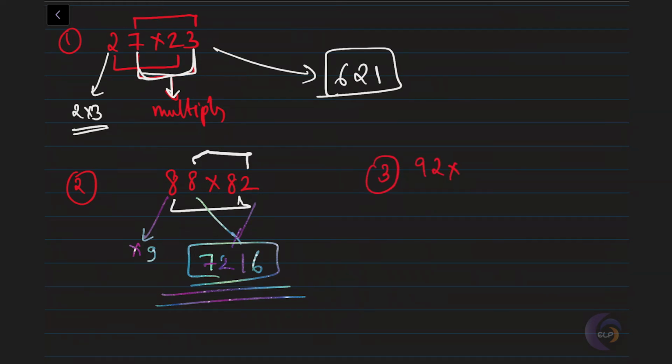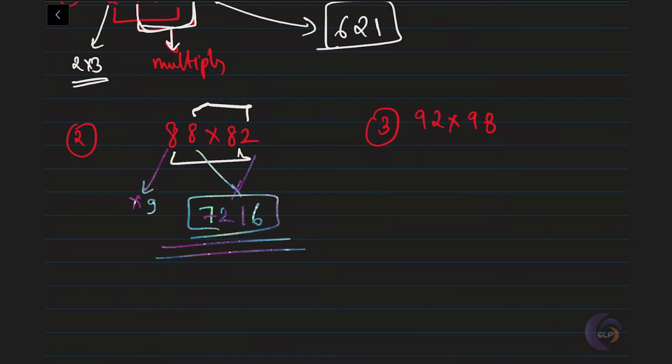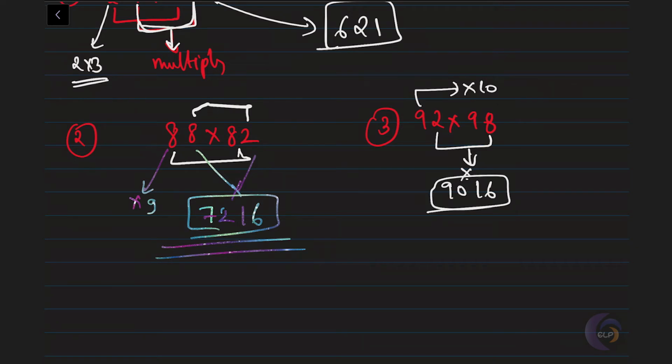Now let's take another one. Let's say 92 into 98. You know to solve this question with the previous method which was taught to you in session 1. But yes, we can solve this by this method as well, because your units digits when added are equal to 10. So what you do? Multiply. So 8 2s are 16 and 9, the next digit is 10. 9 10s are 90. So the answer is 9016. Simple.